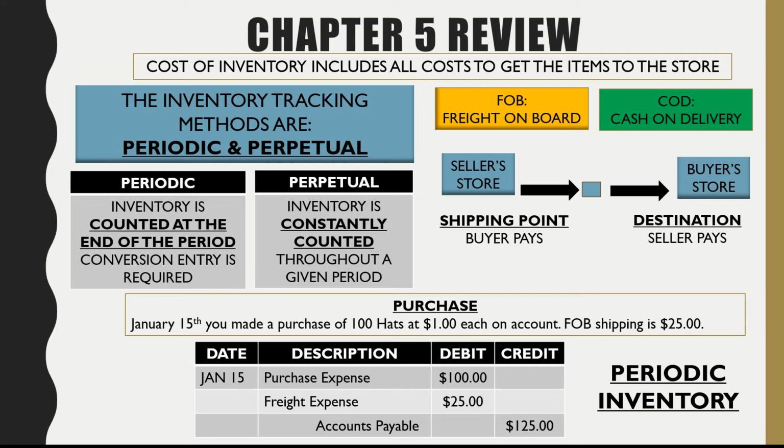And then next here we have the shipping. You have to understand what FOB and COD stand for, freight on board and cash on delivery. Understand that when we're on shipping point, which is the seller's store, and then when we get to the middle point, the buyer is responsible to pay for the shipping there. And of course, when it's the midway point to the buyer's store, which is going to be FOB destination, the seller is responsible for whatever happens there, paying for the shipping and also responsible for the items.